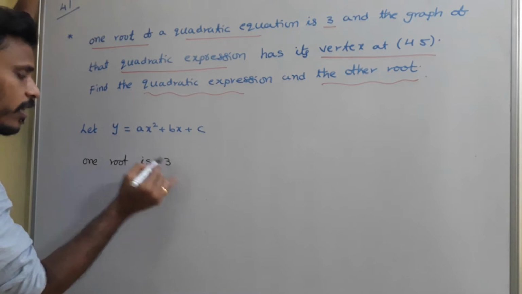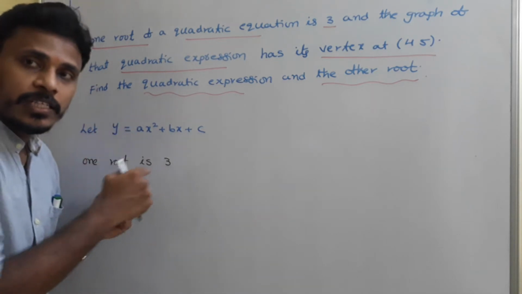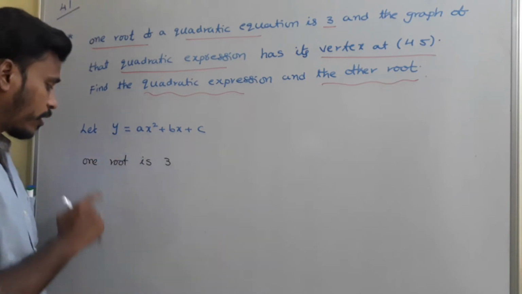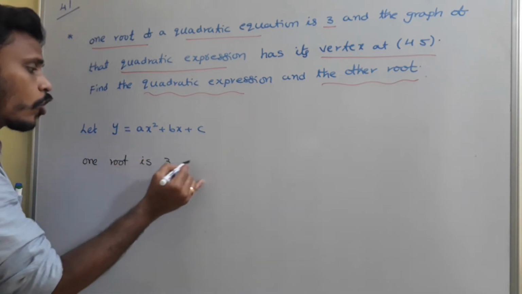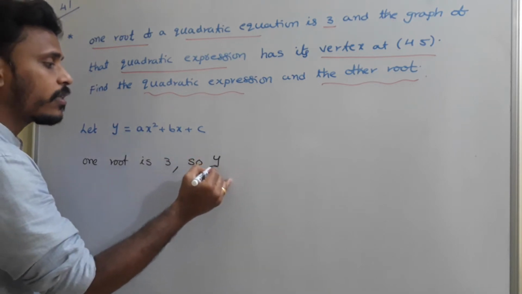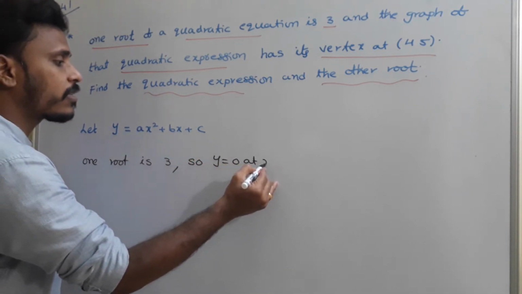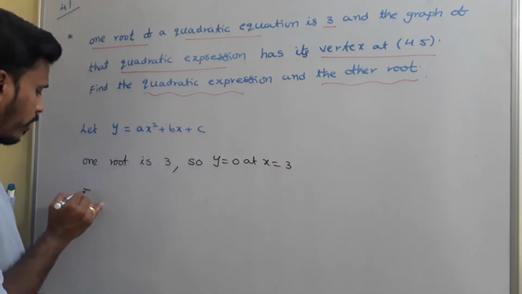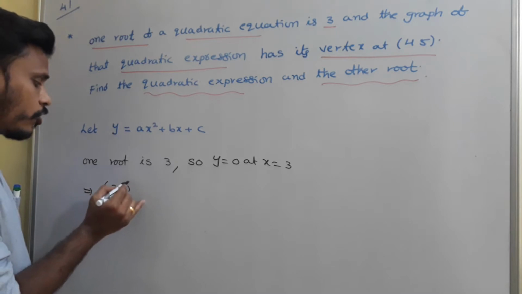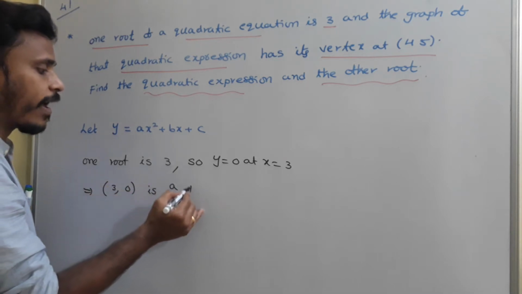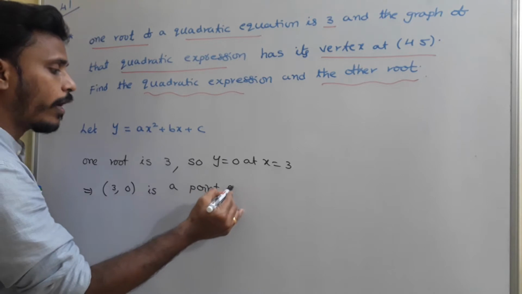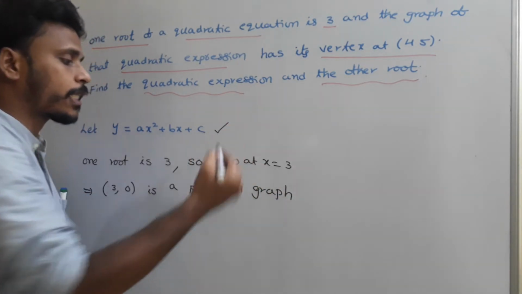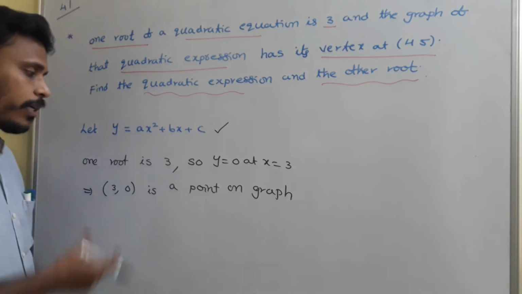One root is 3 in the sense that when you replace x with 3, you will get 0, right? A root will satisfy the equation. So y = 0 at x = 3. That implies (3, 0) is a point on the graph of the quadratic expression y = ax² + bx + c.